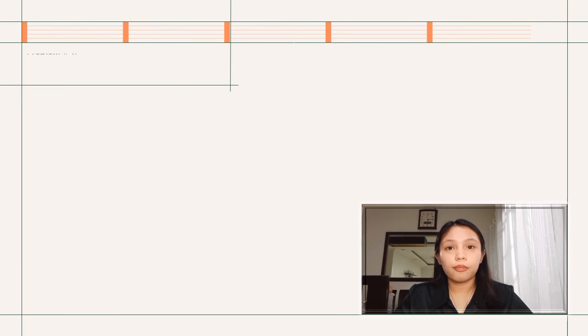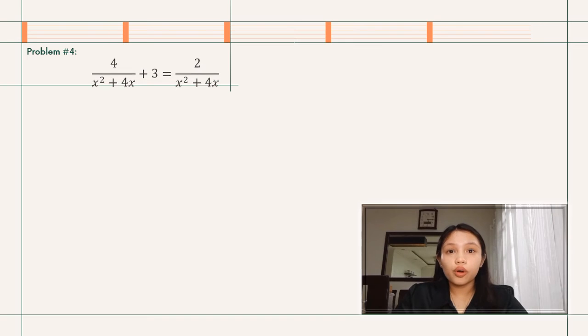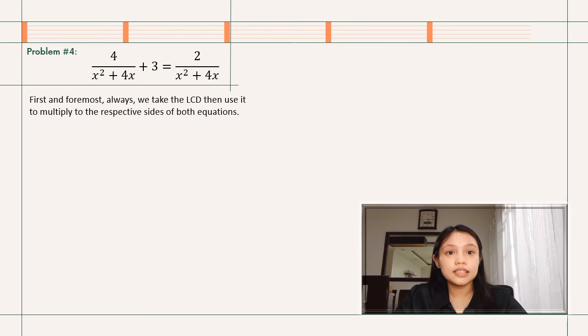So now we have problem number 4. 4 over x squared plus 4x plus 3 equals 2 over x squared plus 4x. First and foremost, we always take the LCD, then use it to multiply to the respective sides of both equations. So we have the LCD x squared plus 4x times 4 over x squared plus 4x plus 3 equals 2 over x squared plus 4x times x squared plus 4x. So we cancel the LCD and the denominator on both sides since they are the same.